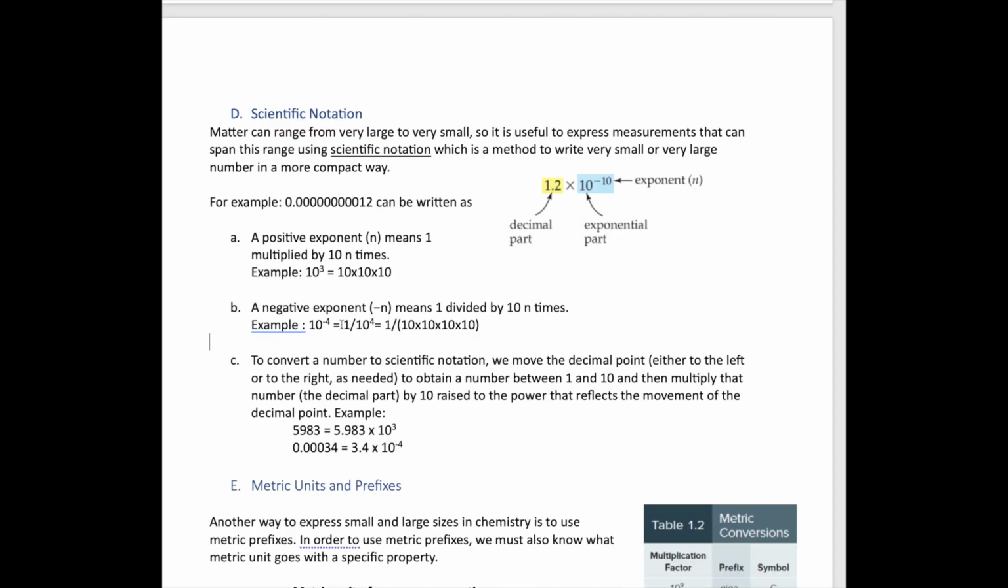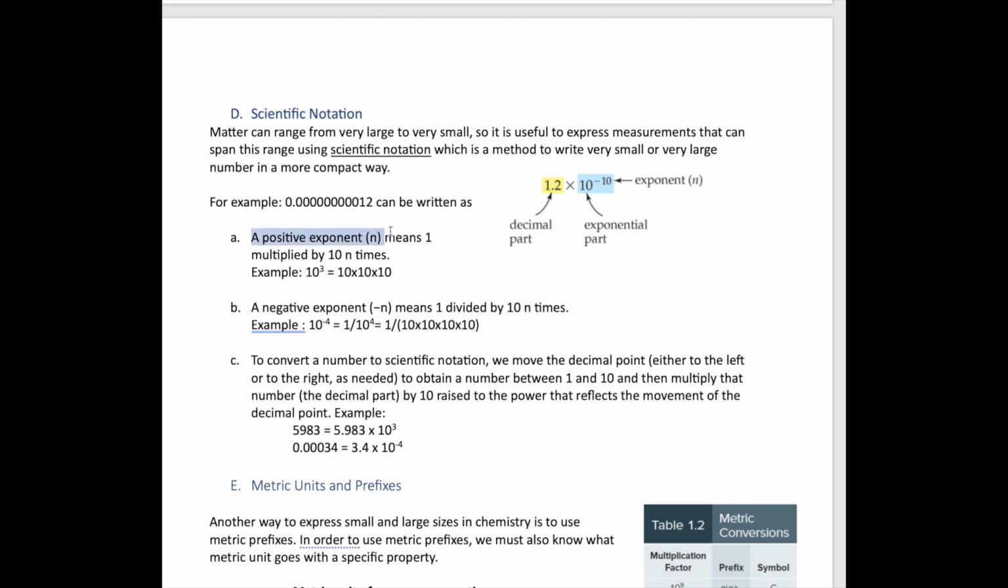If I write a number like 10 to the minus 4, it just means that it's the same as 1 divided by 10 to the 4th, 10 to the 4th being 10 times 10 times 10 times 10, or 10,000. So it's like taking the number 1, dividing it 10,000 times. Or if you want more visual examples, you take an apple and you divide it 10,000 times. You can imagine how small that piece of apple would be, right?